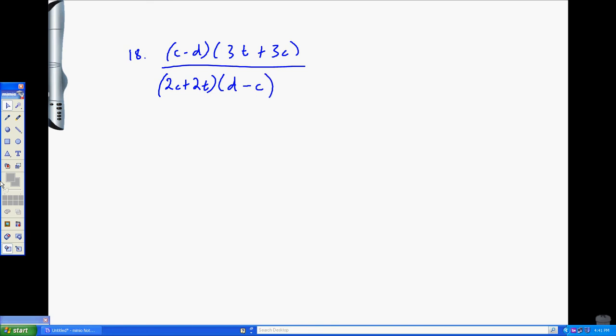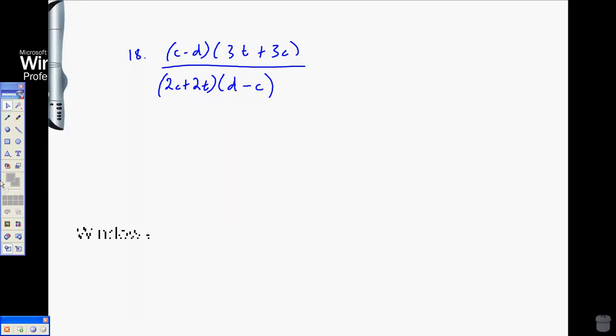Now, here's my warning. Sometimes things can get pretty fishy in here. And by that, I'm saying look very similar, but you have to do some things to make them the same. So, in this whole thing, I'm going to factor everything. Okay, well, let's look at this. This C minus D is factored completely. So, let's write it down. C minus D. Okay, perfect. This 3T plus 3C, I'm going to have to GCF. Well, I'm going to take out a 3. And I'm left over with a T plus a C in there. Okay, that's all right.